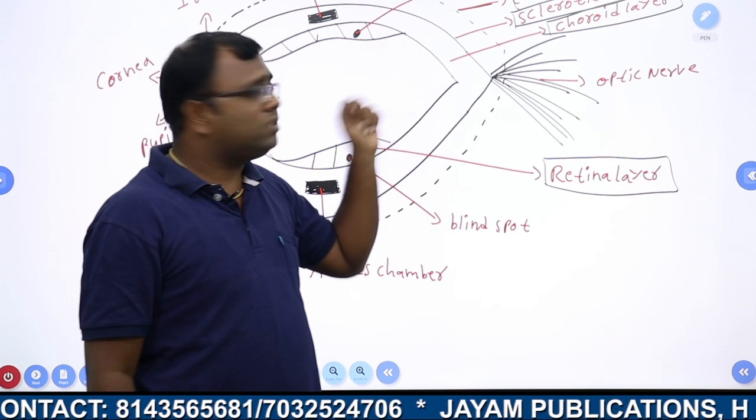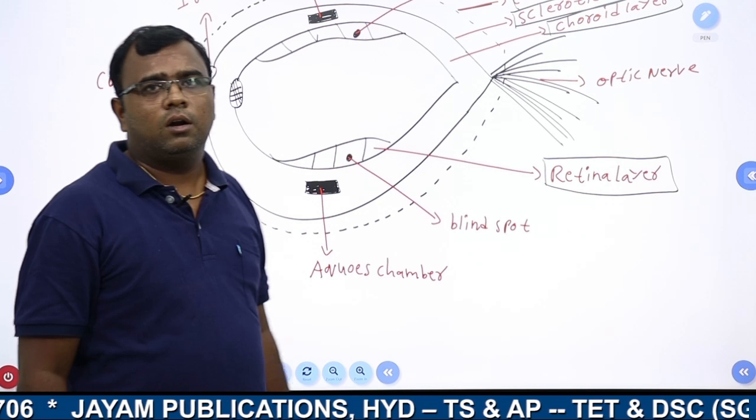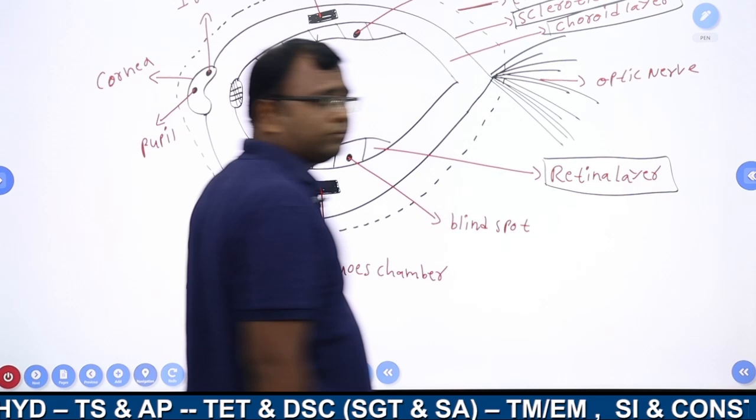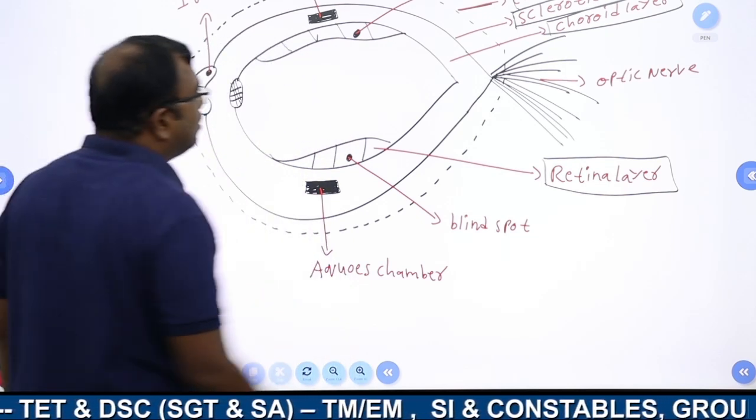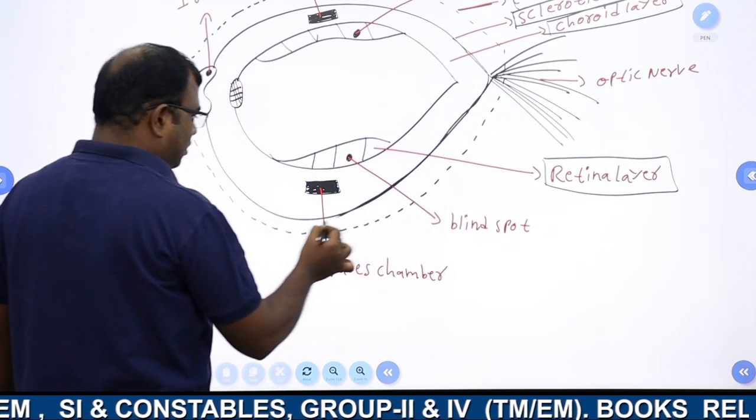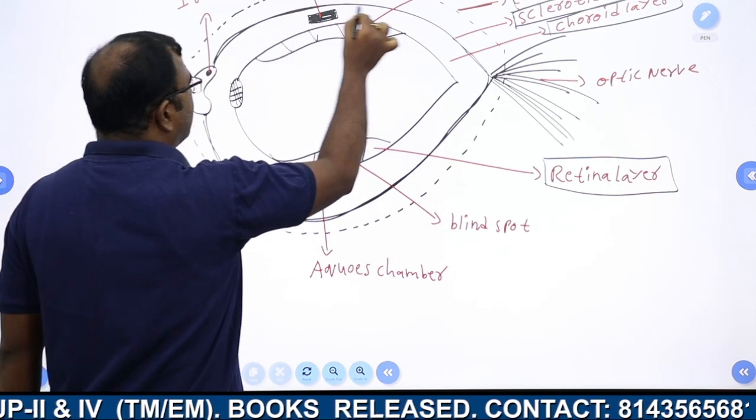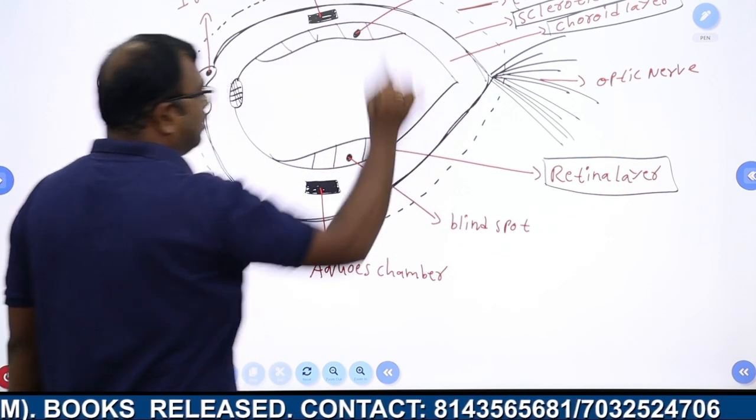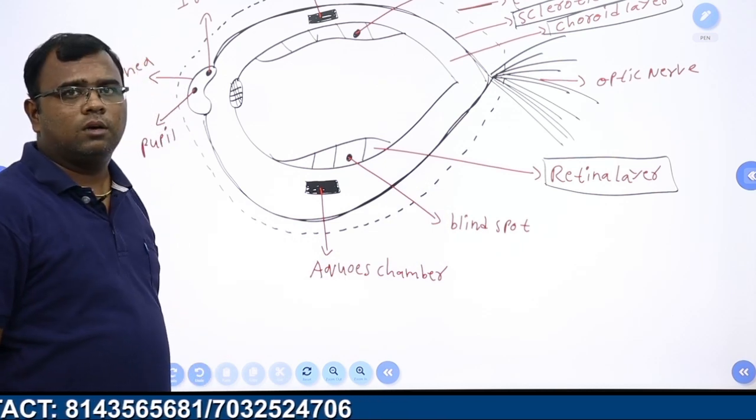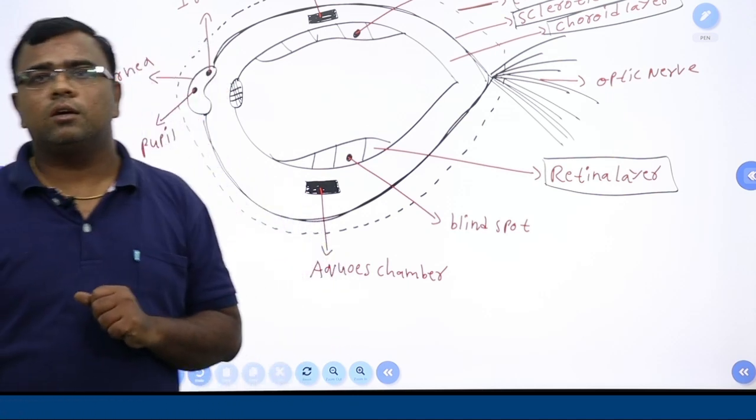The eye consists of three layers: sclerotic layer, choroid layer, retinal layer. I will first explain the sclerotic layer. Look at this picture. This is the total sclerotic layer. The sclerotic layer is the first part of the eye. What color is it?